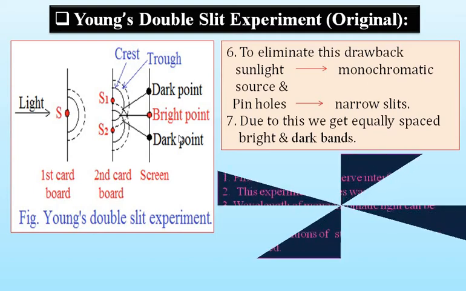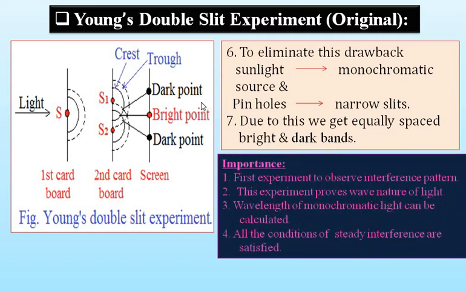The interference pattern consists of the bright and dark points on the screen. The importance of Young's double slit experiment: this is the first experiment to observe the interference pattern. This experiment proves the wave nature of light, the wavelength of monochromatic light can be calculated using this experiment, and all the conditions of the steady interference pattern are satisfied using Young's double slit experiment.